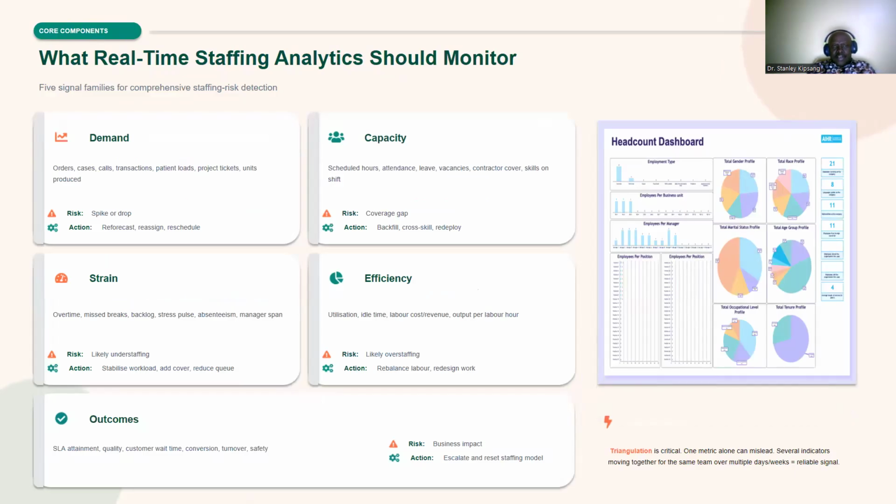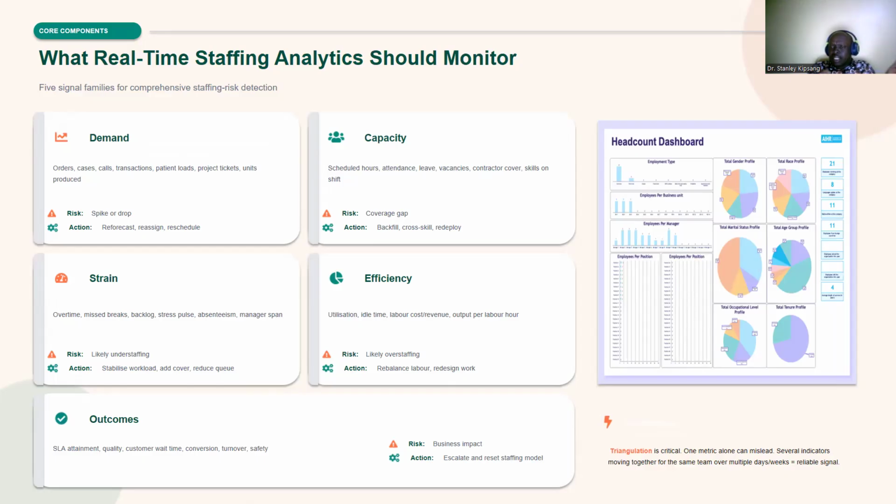So, what should real-time staffing analytics monitor? One, you should monitor the demand. Here we are looking at what these people are doing. Are they able to meet customers' needs in terms of orders and transactions? Can they meet what needs to be done? Can they undertake their full responsibilities?